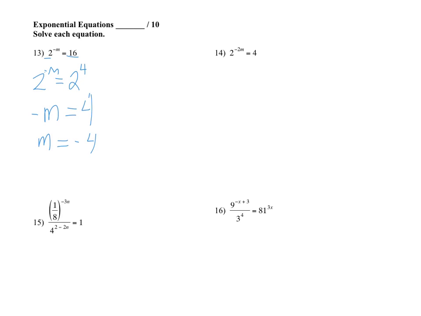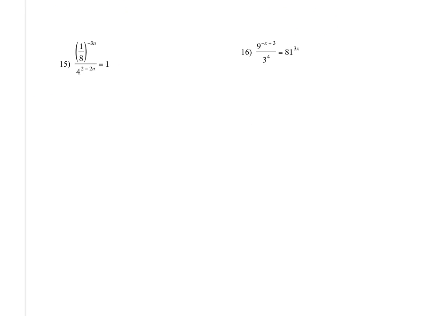Number 14 is going to have a similar level of complexity. Again, these are both base 2 type numbers, so we get 2 to the -2m is equal to 2 to the 2. That means that -2m is equal to 2. Since the bases are the same, the exponents have to be the same. And from that we get m equals -1.